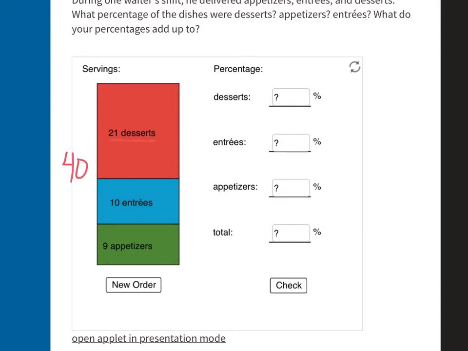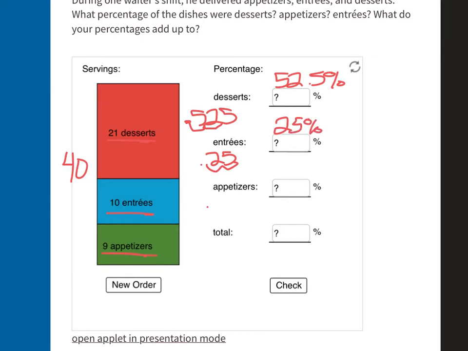So we're just going to take each one of these dishes and divide it by 40. 21 divided by 40 is 0.525. Remember, we move it over twice, so it's 52.5%. Okay, then we do the same thing. 10 divided by 40 is 0.25, so move it over twice, it's 25%.